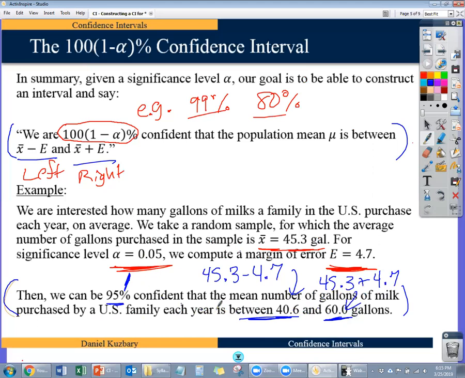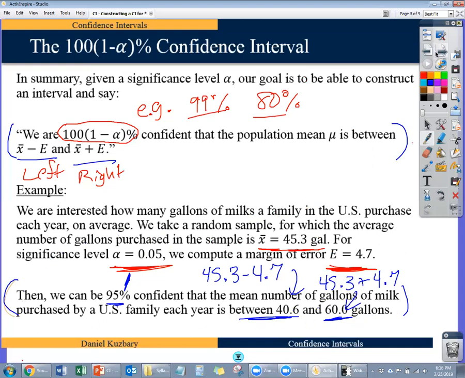So I'm not saying that the population mean is this exact number. I'm saying the mean is between these two numbers, which is a pretty nice thing to be able to say. I've created an interval and I'm trying to target the mean, and it's between roughly 40 and 60 gallons, which is a helpful piece of information. Of course, there's a 5% chance I'm wrong, because I'm only 95% confident, and that my interval is wrong. So keep that in mind as well. But this is the goal we're working towards.